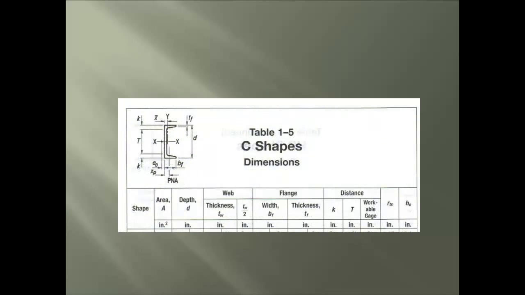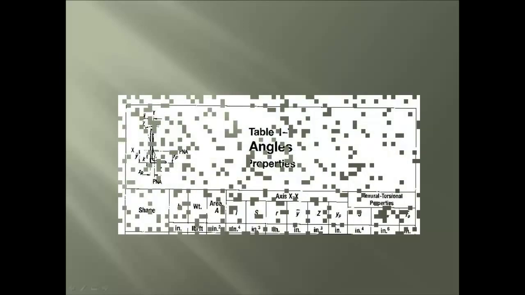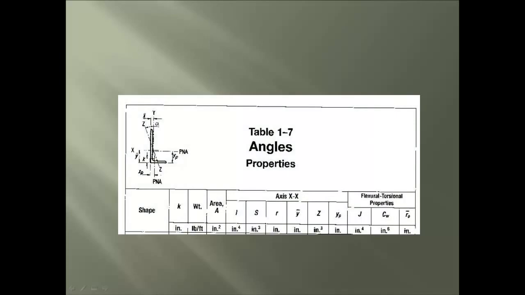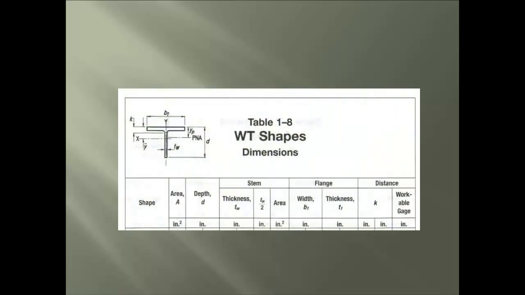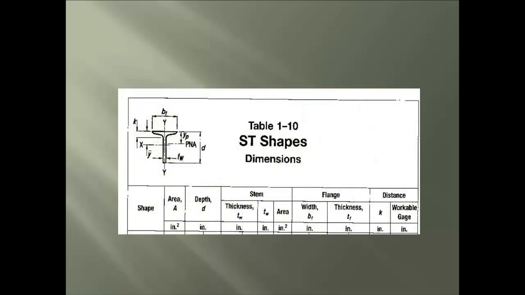We now see the two types of channels. First is the C shape, and next is the MC shape, or also known as miscellaneous channel. Now we move into the angle shape, or also known as the L shape, which could have legs of equal or unequal lengths, but usually the same thickness. Here are two of the three structural T shapes, which the first is the WT, and then the ST.